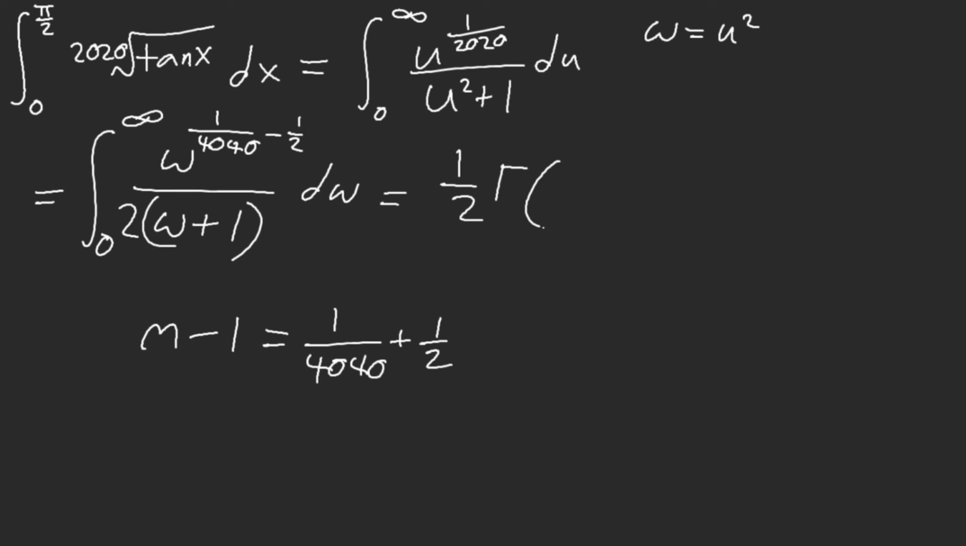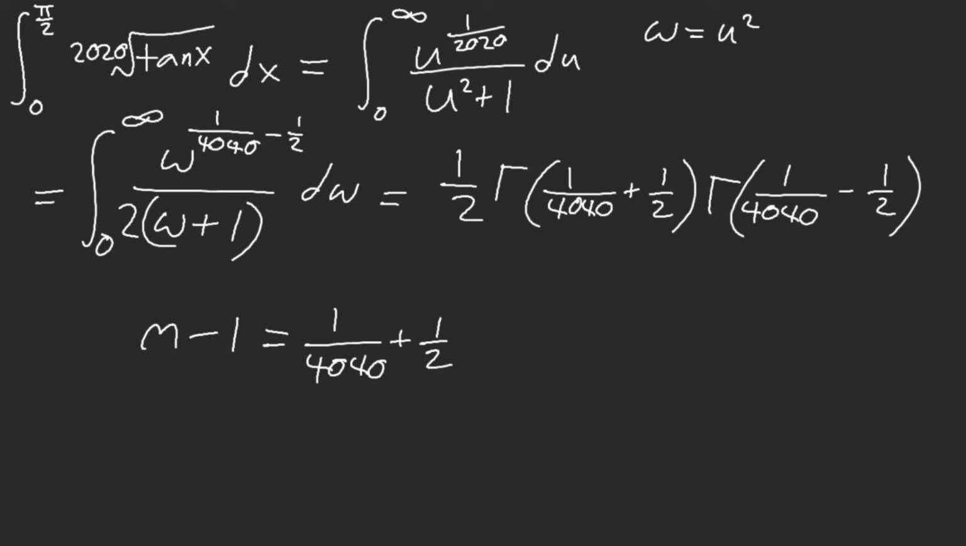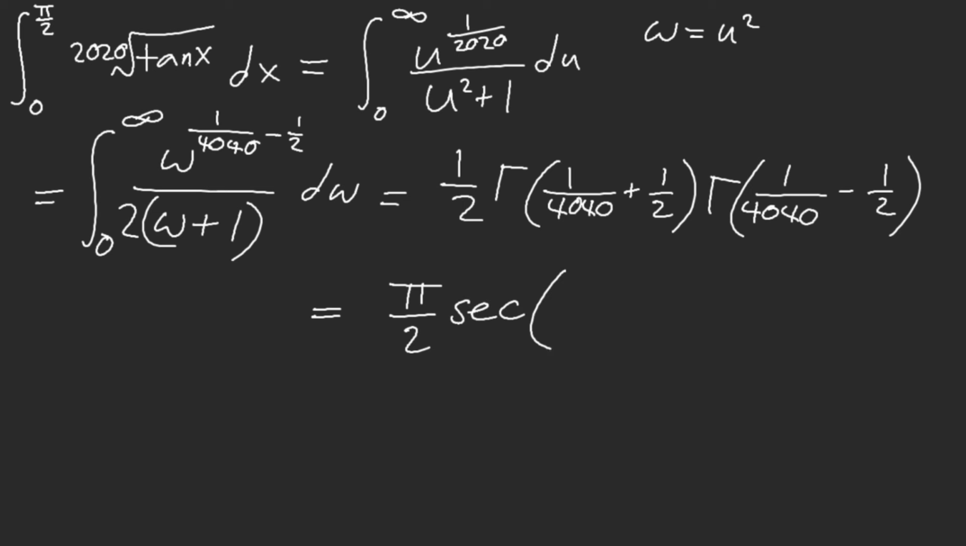So what we have is we're going to have 1 over 40 plus a half. And then we're going to have the minus 1 version, which is minus a half. Do you remember the other reflection formula from that previous video? It's the one with the secant, right? So this is equal to pi over 2, because of the half, pi over 2 secant of pi over 40.